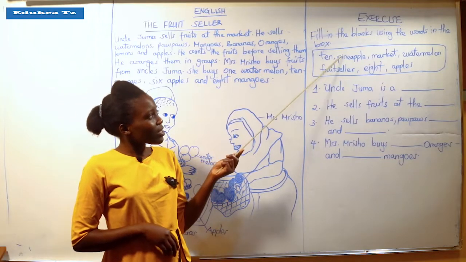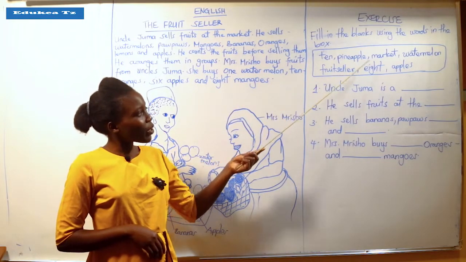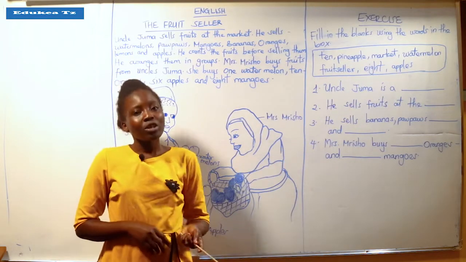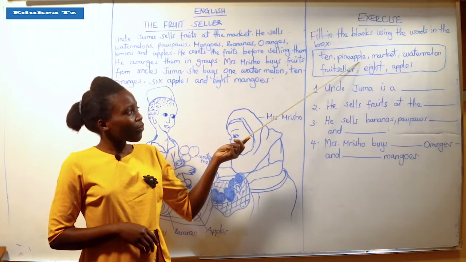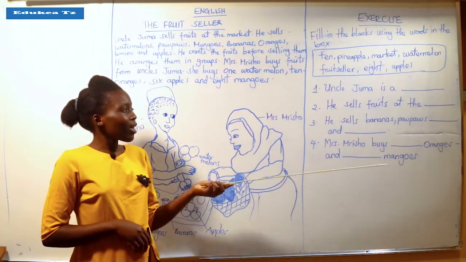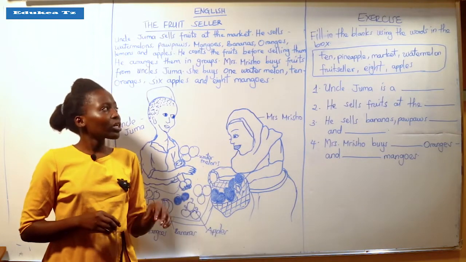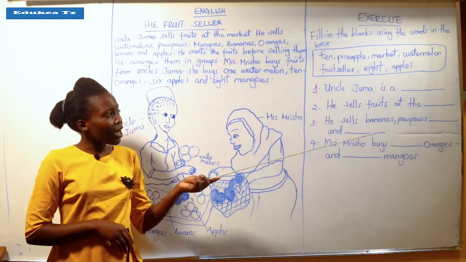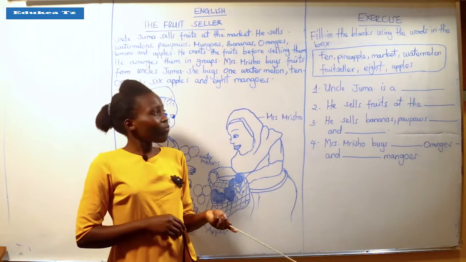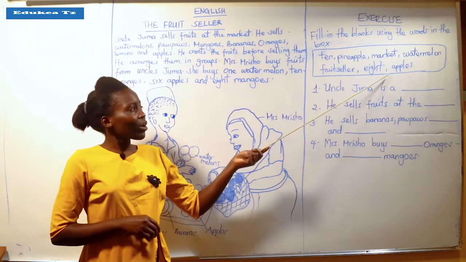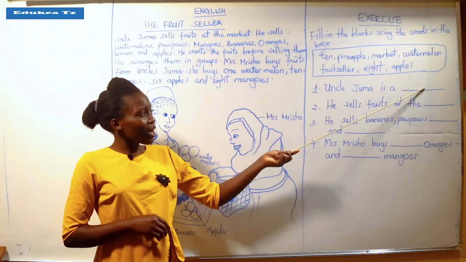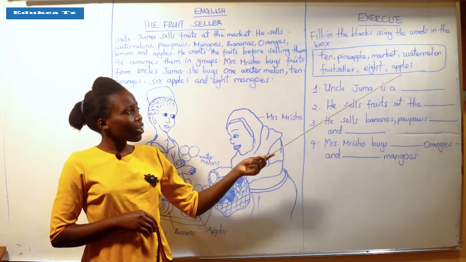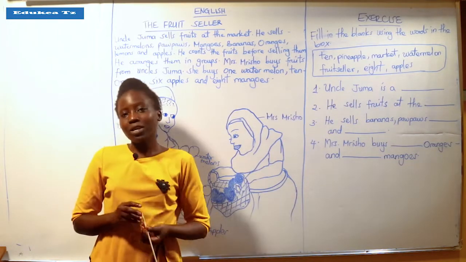The words in the box are: 10, pineapple, market, watermelon, fruit seller, 8, apples. So you choose one of these words from the box in order to answer the question. Starting with the first question, we are told that Uncle Juma is a dash. You will choose one word from the given box which will help you to fill in this blank space in order to bring the meaning. So you say Uncle Juma is a dash. After choosing your answer, you write it in the blank space provided.